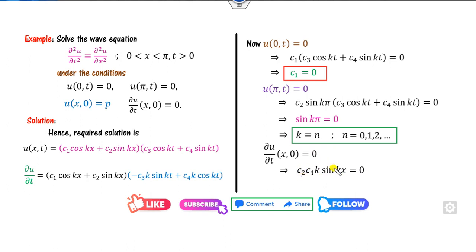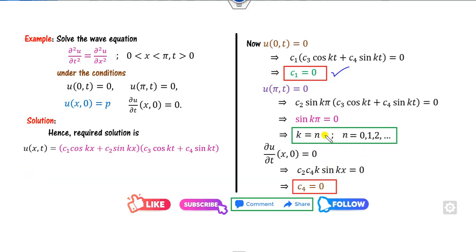Again, sine kx can never be 0, because if sine kx is 0, then this quantity will be 0 and C1 is already 0. So that means this number can never be 0. C2 can never be 0, because if C2 is 0, then C1 is already 0, completely 0. K, because we consider the case lambda is less than 0 and lambda is minus k square, definitely k can never be 0. Hence, C4 will be 0 in this case. Now I can substitute C1, k and C4 in this equation. This will be 0, C4 will be 0.